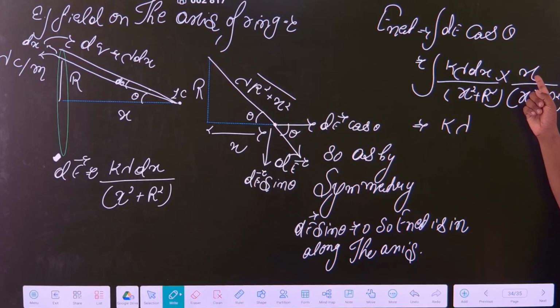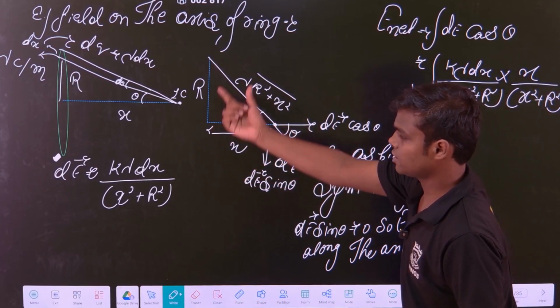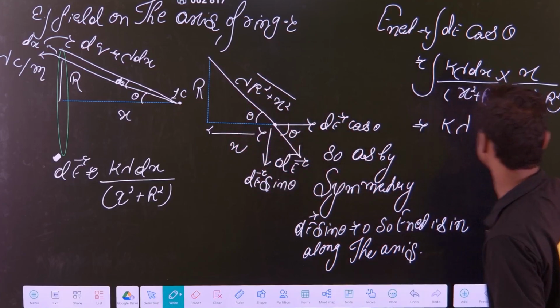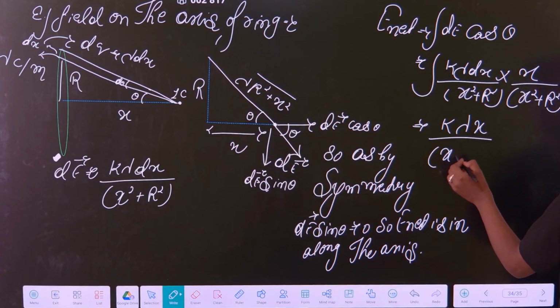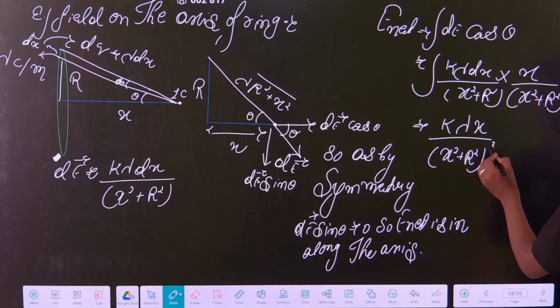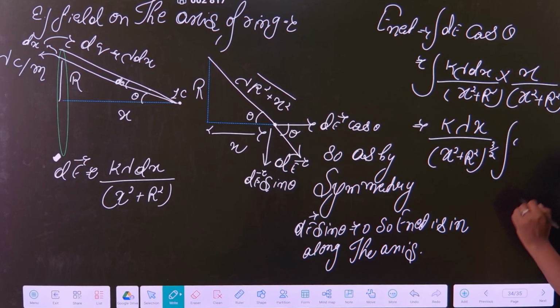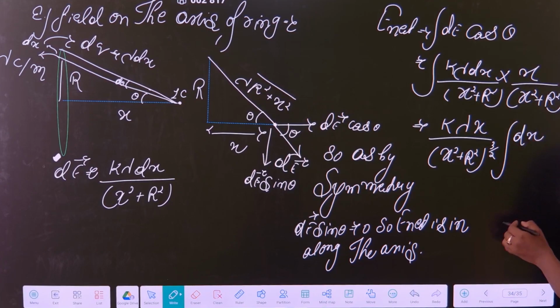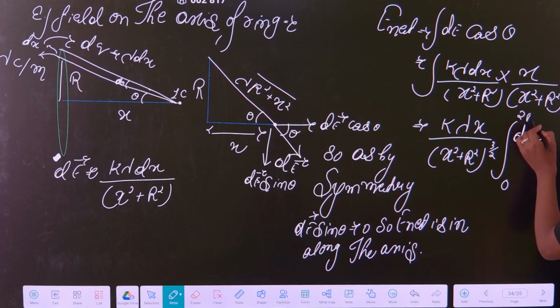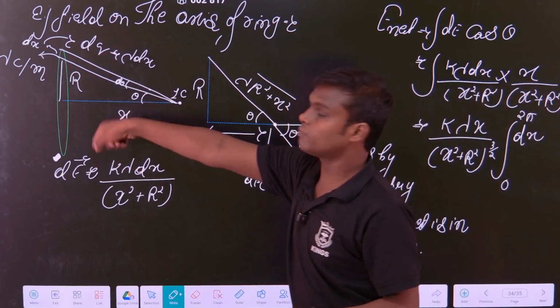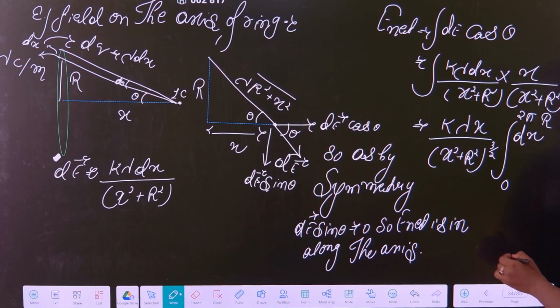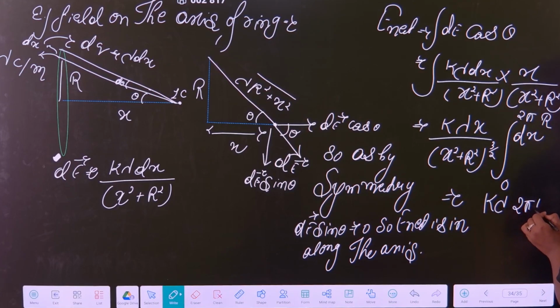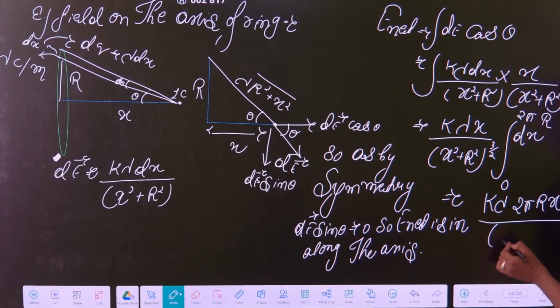Is x constant or variable? x is constant, because this distance remains the same. Whether you take any element, this distance is always the same. So take x also out, and you will get x square plus r square to the power 3 by 2, integration dx. What is the limit of x? x from 0 to 2 pi r, the length is 2 pi r, correct? So this will become k lambda into 2 pi r into x divided by x square plus r square to the power 3 by 2.